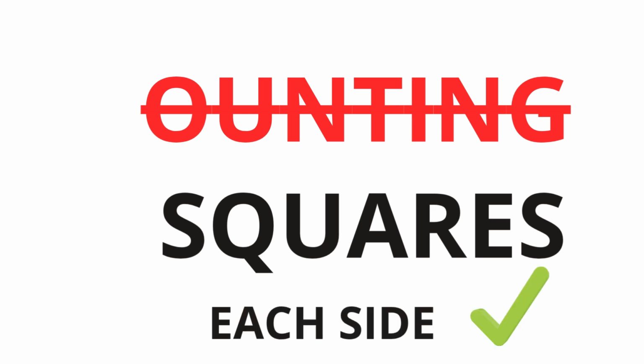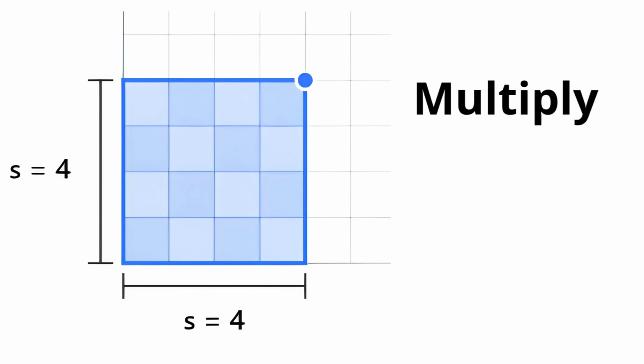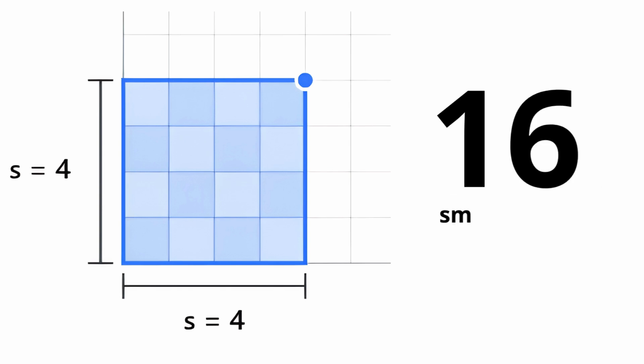Let's take a look at this grid. There are 4 squares across, and there are 4 squares down. So, instead of counting every square one by one, we can multiply the number of squares on one side by the number of squares on the other side. 4 times 4 equals 16. So, this grid contains 16 small squares.